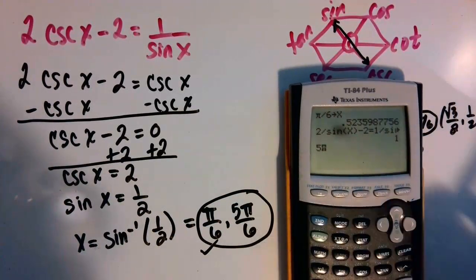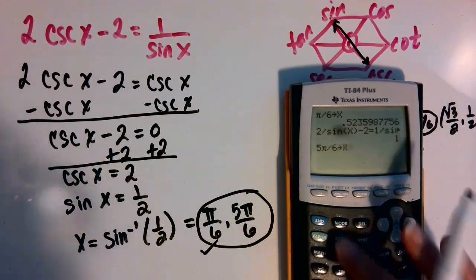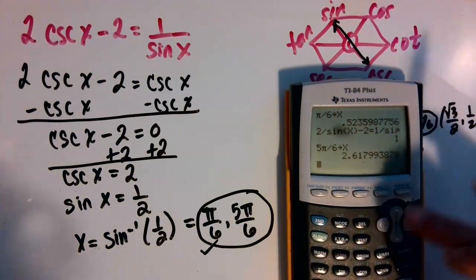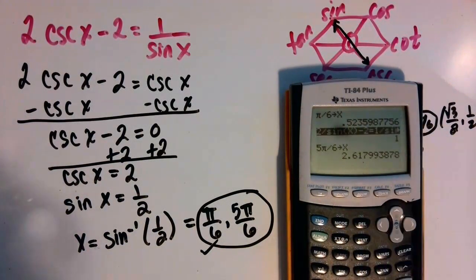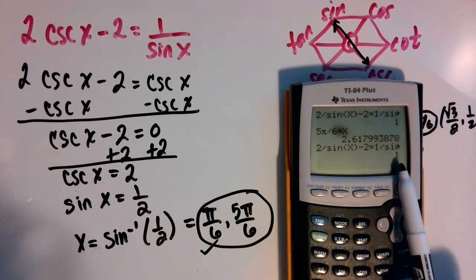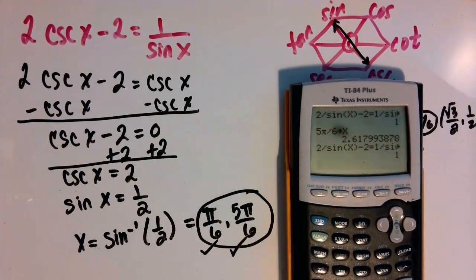Now we're going to check 5 pi over 6 by storing that as our new value for x. We'll arrow up to the equation and press enter, and there we go, we've got a 1 again, so 5 pi over 6 also checks.